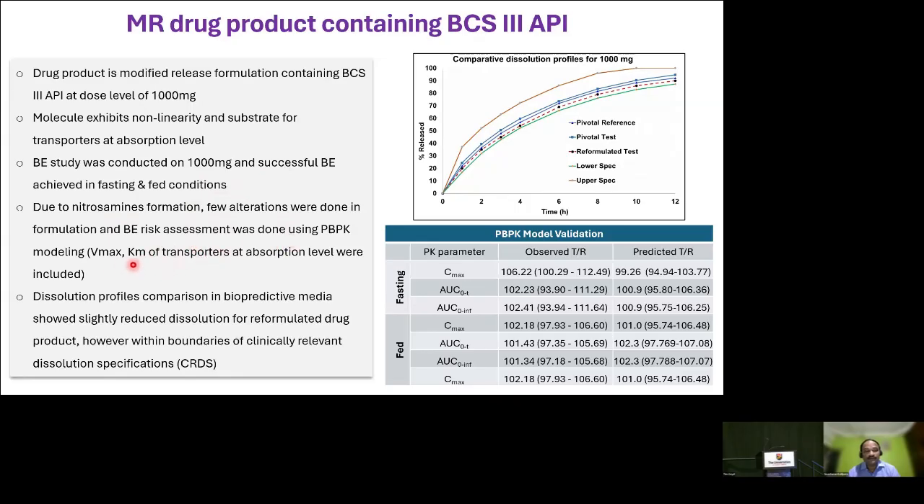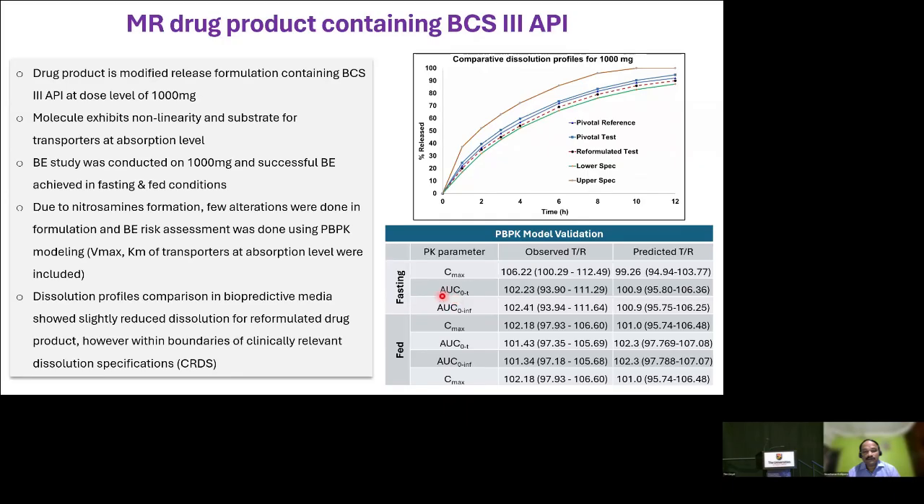And again, in the model, we have incorporated the Vmax Km of the transporter at the absorption level. And this is the representative dissolution data of the pivotal test and reference formulation, which are in the green color as well as in the blue color curve. The extreme dissolution profiles represent the boundaries of the dissolution, upper specification as well as the lower specification. And the dissolution profile of the reformulated drug product is what is shown in the red color curve.